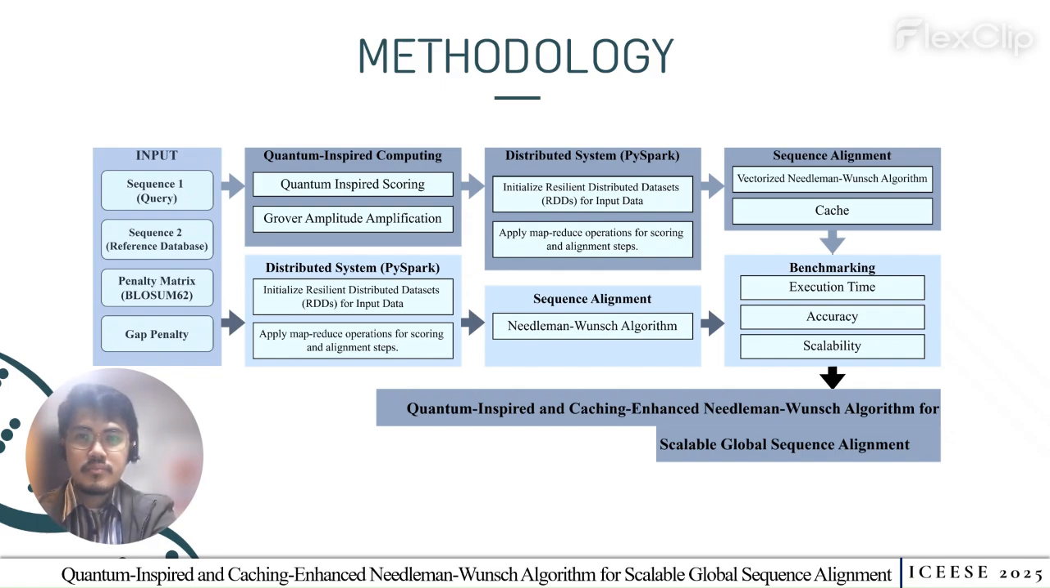To address this, the proposed method introduces Grover-inspired scoring and caching mechanisms to reduce overhead and improve runtime. Caching of match or mismatch scores prevents redundant computations, and Grover-inspired amplitude amplification simulates a quantum-like probabilistic scoring on classical hardware. This approach was implemented in Python, accelerated via vectorized computation, and extended to distributed environments using Apache Spark or PySpark.